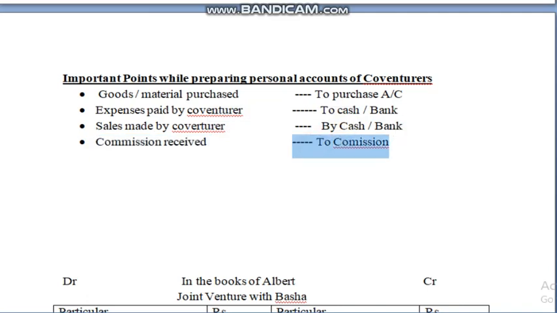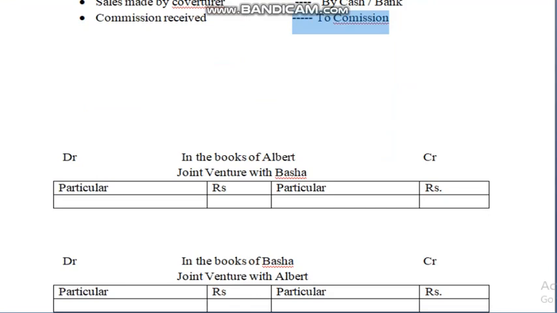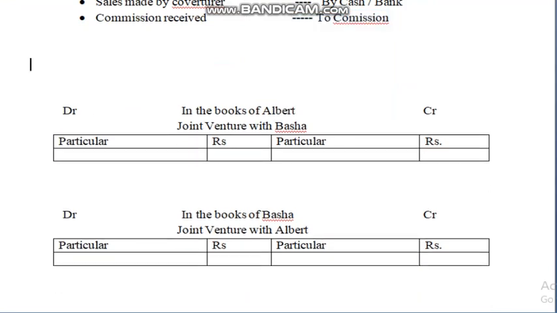Now move on to the personal accounts of Albert and Basha. First, I will show how to prepare the personal account of Albert. In the books of Albert, the joint venture account with Basha. So this is Albert's books of account. In Albert's books of accounts, we should record only the transactions related to Albert, and not the transactions of Basha.